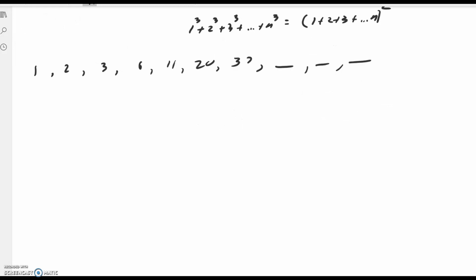So maybe we think in this pattern that we can get the Fibonacci kind of idea. So 1 plus 2 is 3, and 2 plus 3 is 5, not 6, and 3 plus 6 is 9, not 11. But what happens if you add the first three numbers? 1 plus 2 plus 3 gives us the 6. 2 plus 3 plus 6 gives us the 11. 3 plus 6 plus 11 gives us the 20. 6 plus 11 plus 20 gives us the 37.